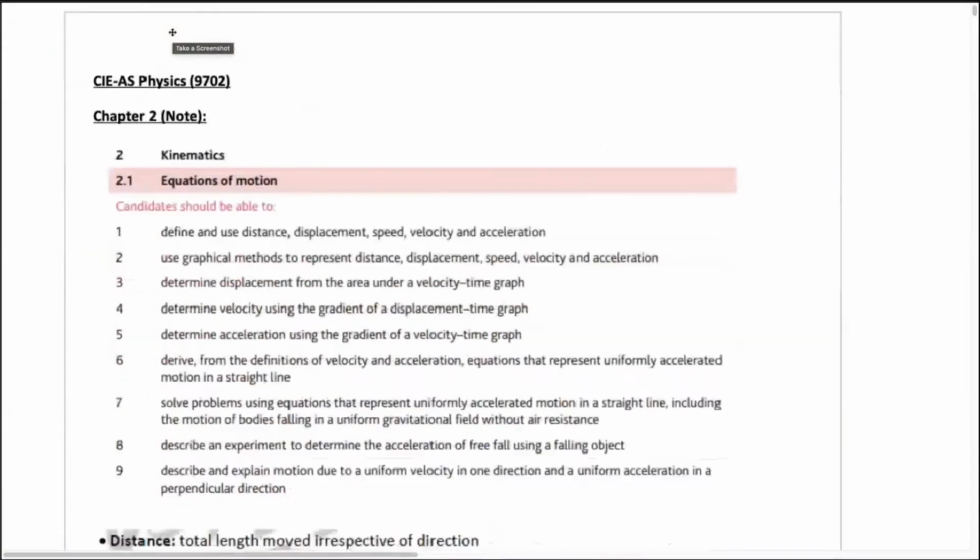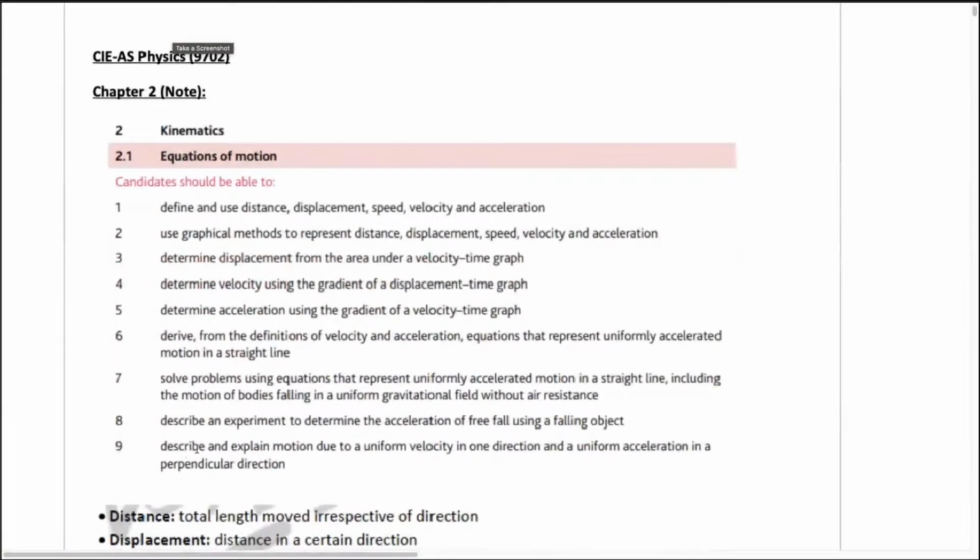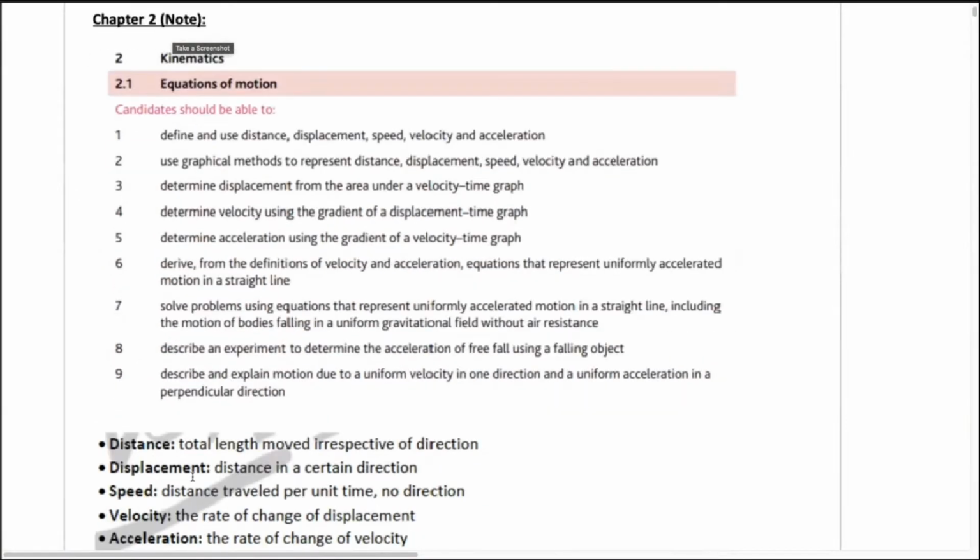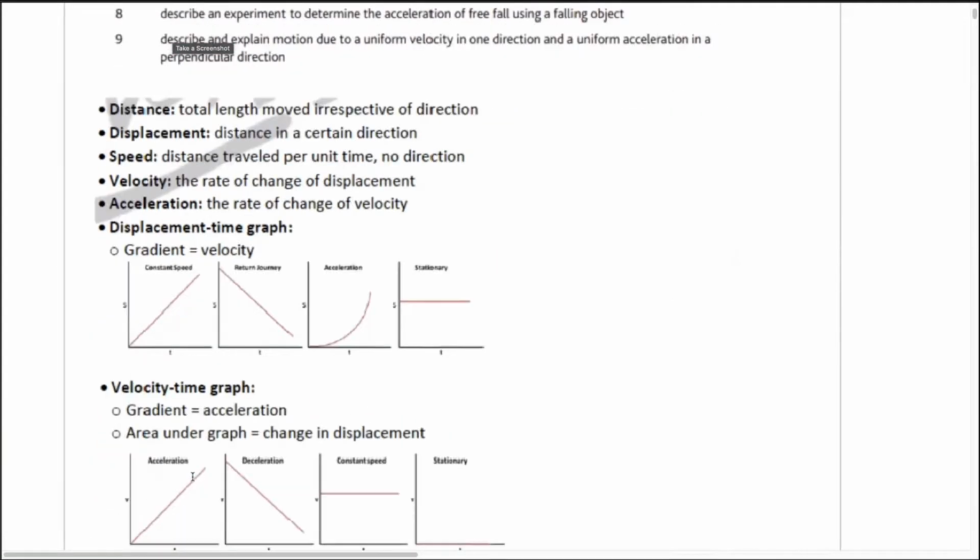So chapter 2, kinematics. First of all, we will go through a few terms here. The first point, distance. Total length moved irrespective of direction. Okay, so we just look at the magnitude only. No need to care about the direction. This is a scalar quantity.